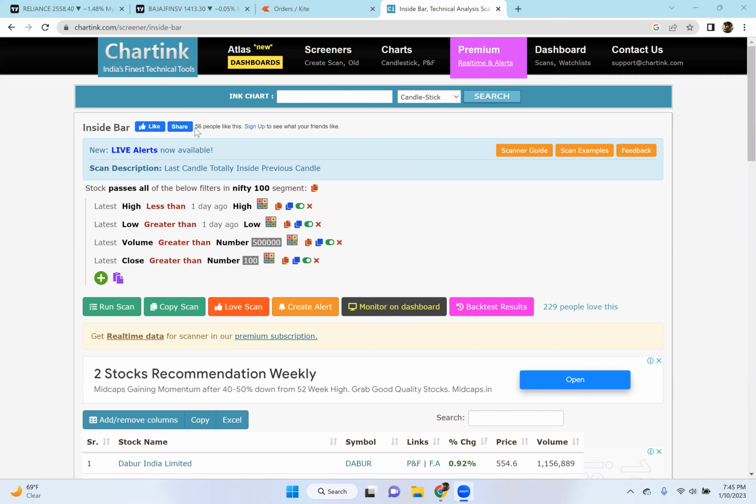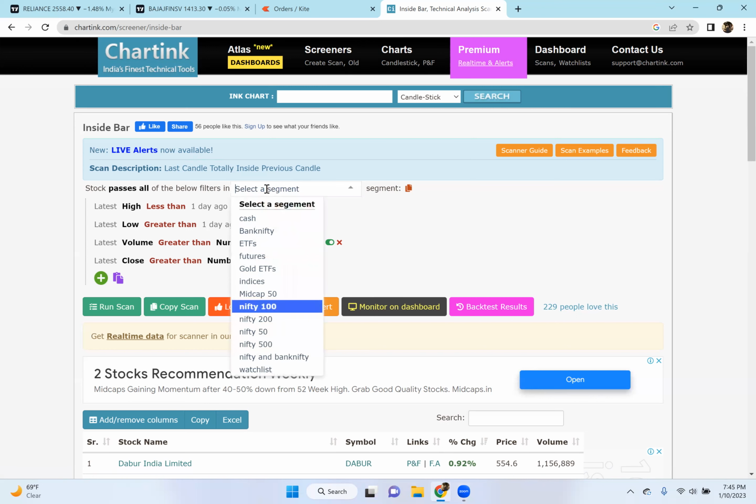you see there is something called screeners. Now there are two things. You can create your custom screener, or you can use something which is already created. A lot of people just create it and publish it. Now we were looking at the last candle totally inside the previous candle, right? That is what I was trying to show you. If you look at that particular condition, it says that the stock passes all the filters in the Nifty 100 segment. This is something which we have selected. I want to see it on Bank Nifty. I can do that. I can also select only the stocks that get traded in futures.